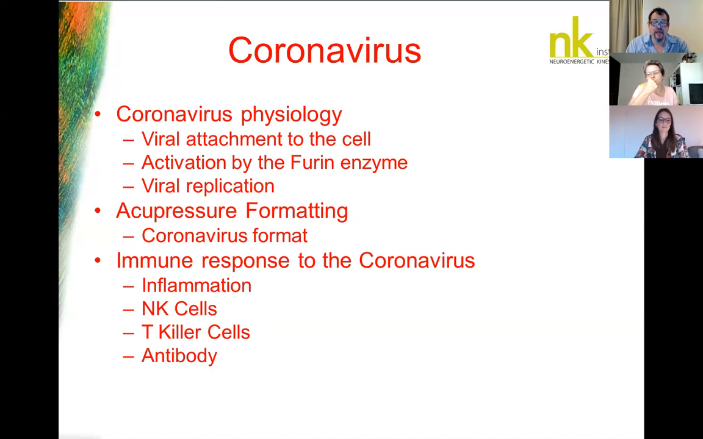And we'll also be looking at the immune response to the coronavirus.